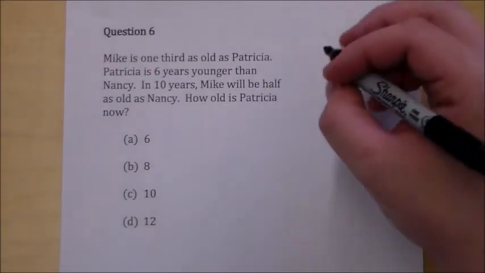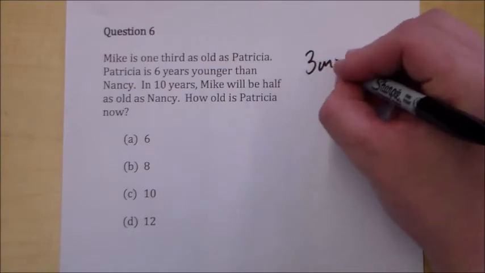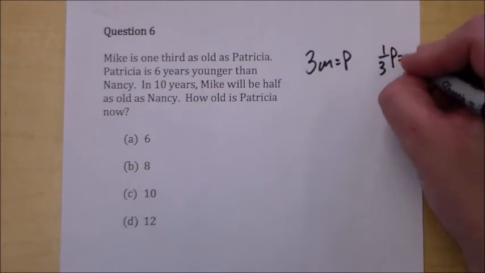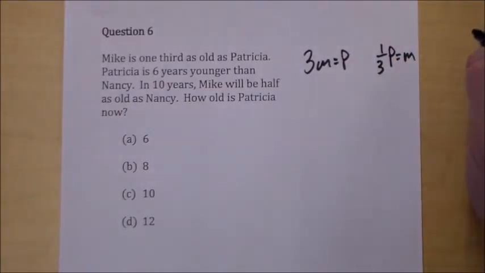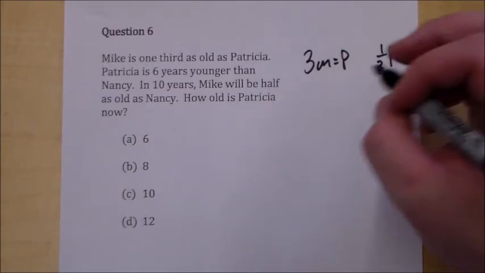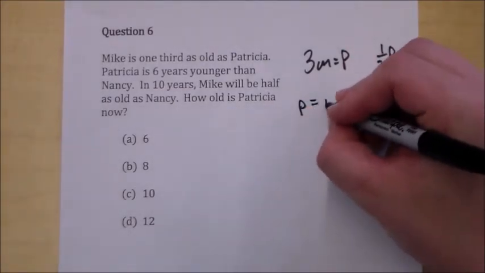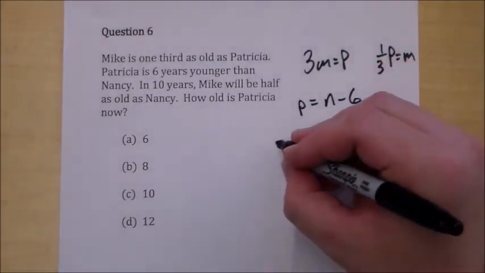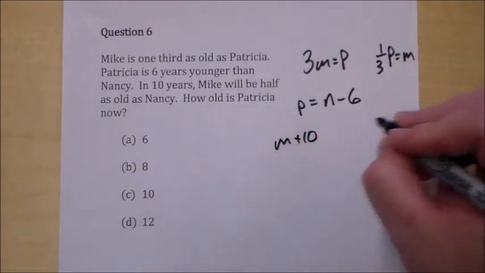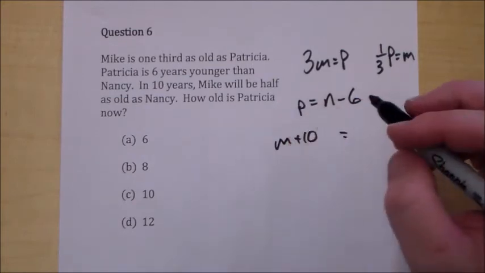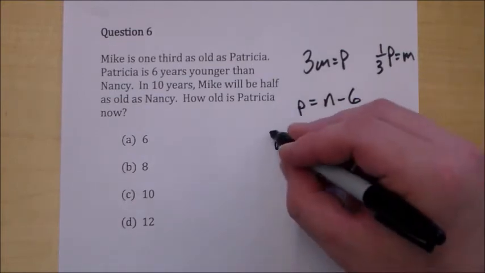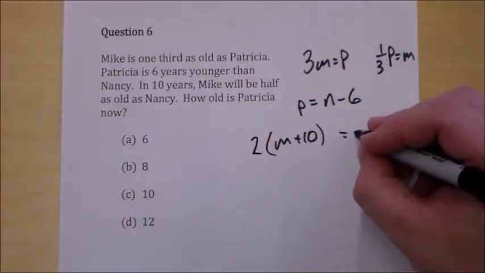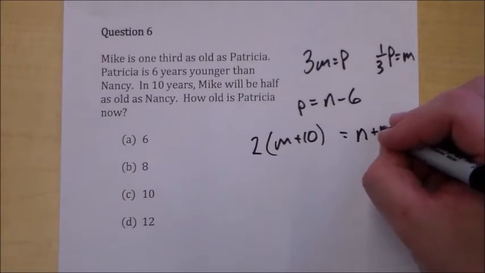Mike is 1/3 as old as Patricia. So 3 times M equals P, or you can think about it as 1/3 P equals M, whichever way is more convenient for you. Patricia is 6 years younger than Nancy. So Patricia equals Nancy minus 6. In 10 years, Mike, so Mike plus 10, notice how I write Mike plus 10 right away, I just want to get it down, will be half as old, so you got to multiply them by 2 to get to how old Nancy is in 10 years, N plus 10.